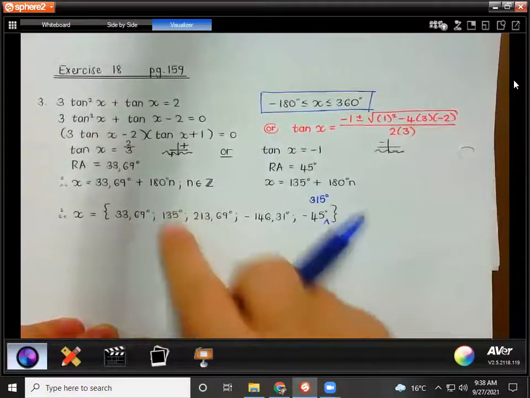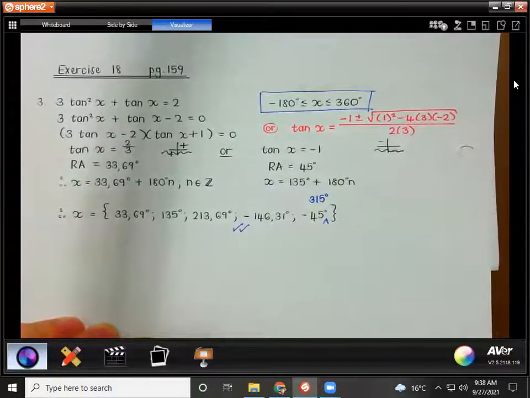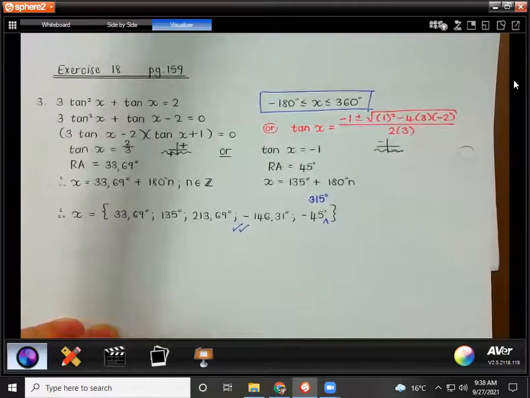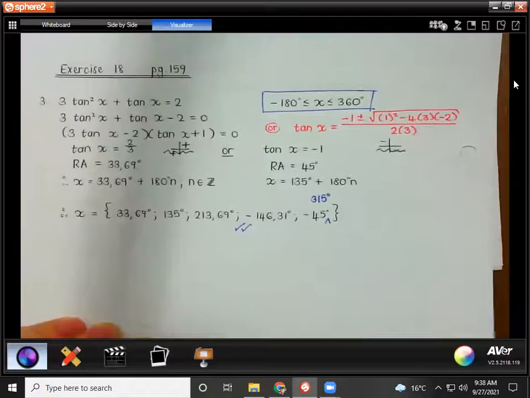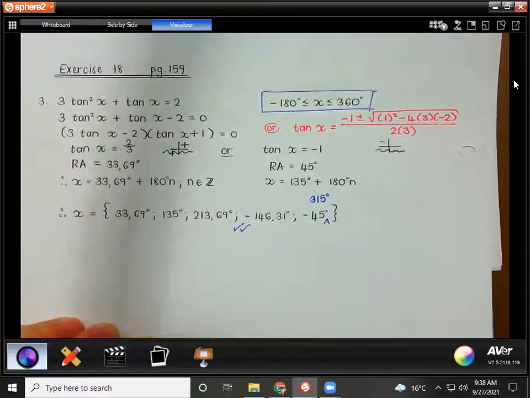Guys, this extra step is usually just like 2 marks, right? And if you're leaving out one of those values, you'll lose one of those marks, unfortunately. So I would have gotten 1 out of 2 there because I left out 315. Okay. Any questions on that one, guys?